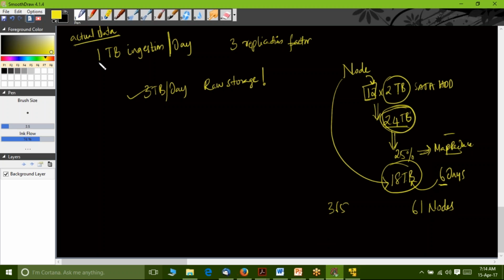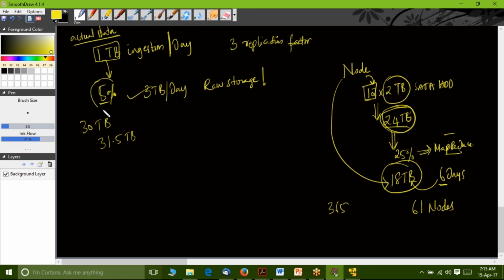This is at the rate of 1 TB ingestion per day. Suppose this 1 TB is going to be 5% more, increasing every month, assume. If the data ingestion, instead of 30 TB per month, is assume 31.5 TB. Are you getting my point?